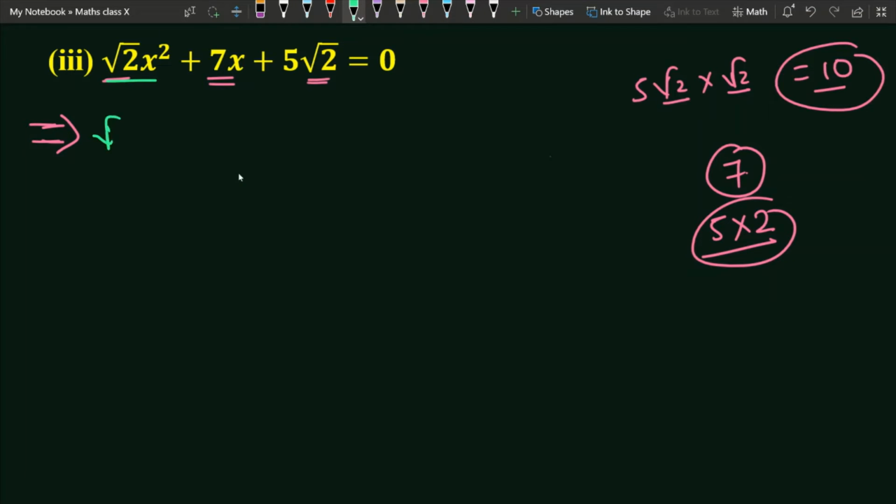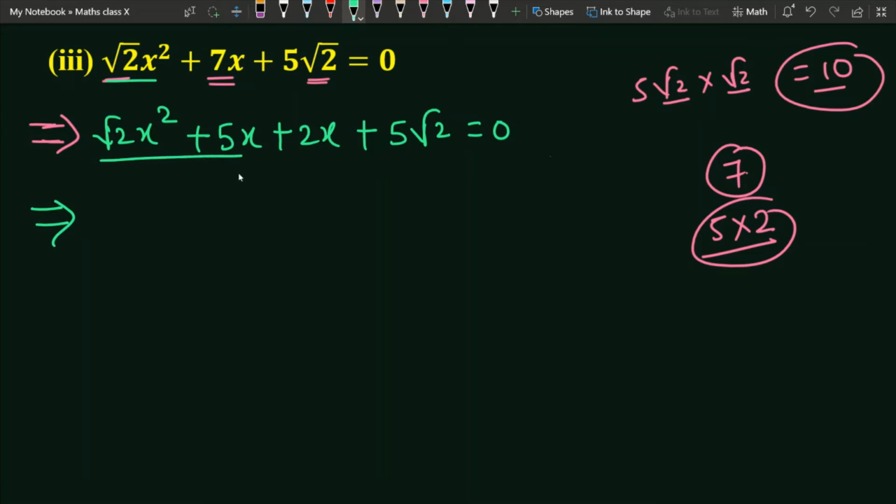Root 2 x square plus 7x is plus 5x plus 2x, and plus 5 square root 2 is equal to 0. Now you have to take common. So here x is common. If x is common, what is remaining? Under root 2x here and plus 5 here.